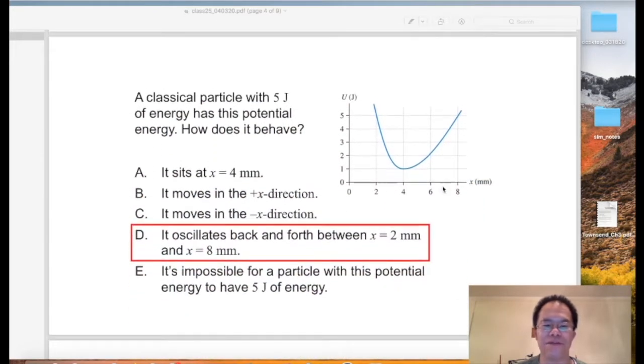Okay, so if you've had the chance to think about this, you've probably found that the correct answer is D. If the particle has 5 joules of energy, the total energy is going to be right here. And so its kinetic energy will go to 0 at x equals 2 millimeters and x equals 8 millimeters, kind of like a mass on a spring. The particle will undergo oscillations between those two locations. Great.